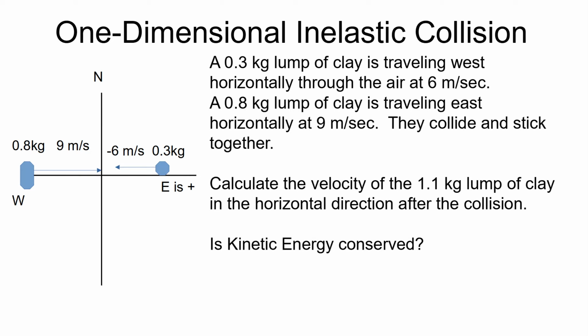This sample problem we're going to work out step by step involves an inelastic collision in one dimension. From the drawing you can see we have 0.3 kilograms of clay moving left at minus 6 meters per second. I'm choosing east, to the right, to be the positive direction. In problems you need to be sure you're clear on what direction's positive and what direction's negative. Our second lump of clay is 0.8 kilograms, moving 9 meters per second towards the east.